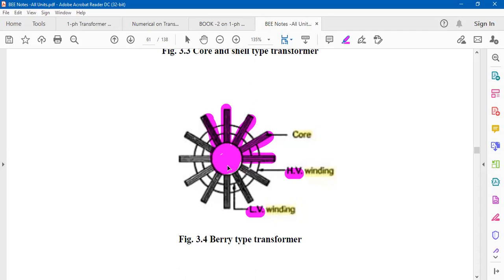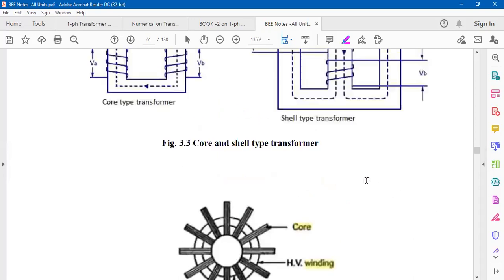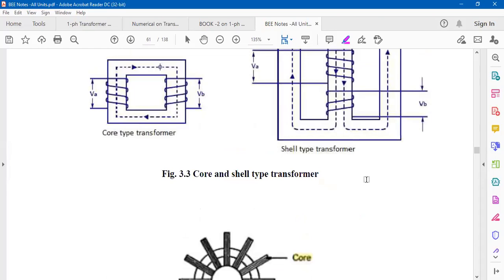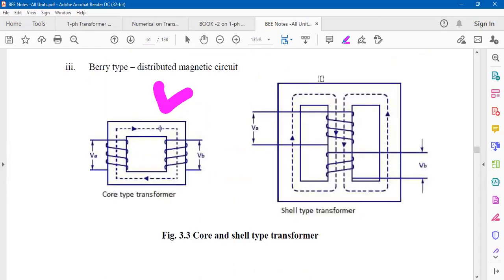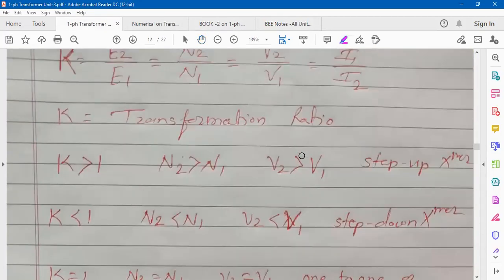distributed magnetic field is produced, means flux is flowing through this circular portion, magnetic core, and it also radiates out through these limbs, you can say, which are along the radius. Okay, so wherever distributed magnetic field application is required, this type of transformer is used, but in electrical engineering from generation up to distribution, either core type or shell type you will find. These two are only used. So this is about the types of transformer. Then we'll go for the transfer of parameters.